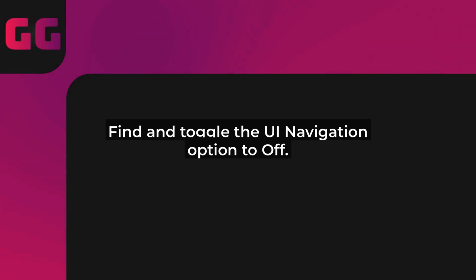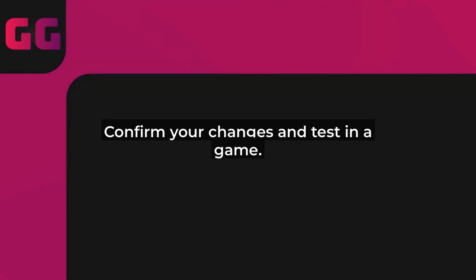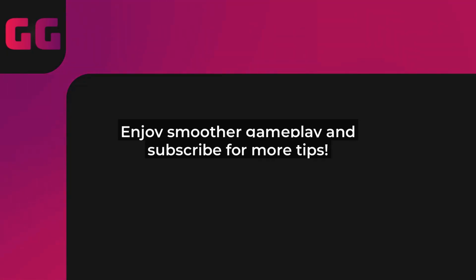After that, exit the settings menu and test it out in a game. Try navigating with your controller or keyboard to ensure the UI elements aren't interfering anymore. If everything looks good, you're all set. Remember, turning this off can make your gameplay smoother, but if you need it back, just reverse the steps. That's it for this tutorial, super straightforward, right?